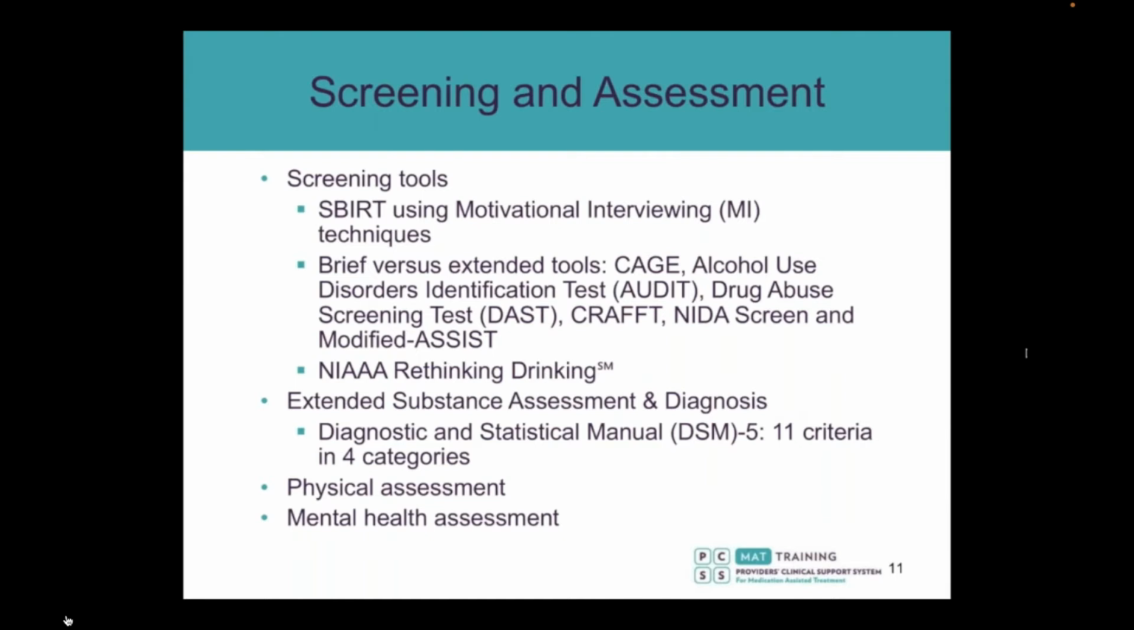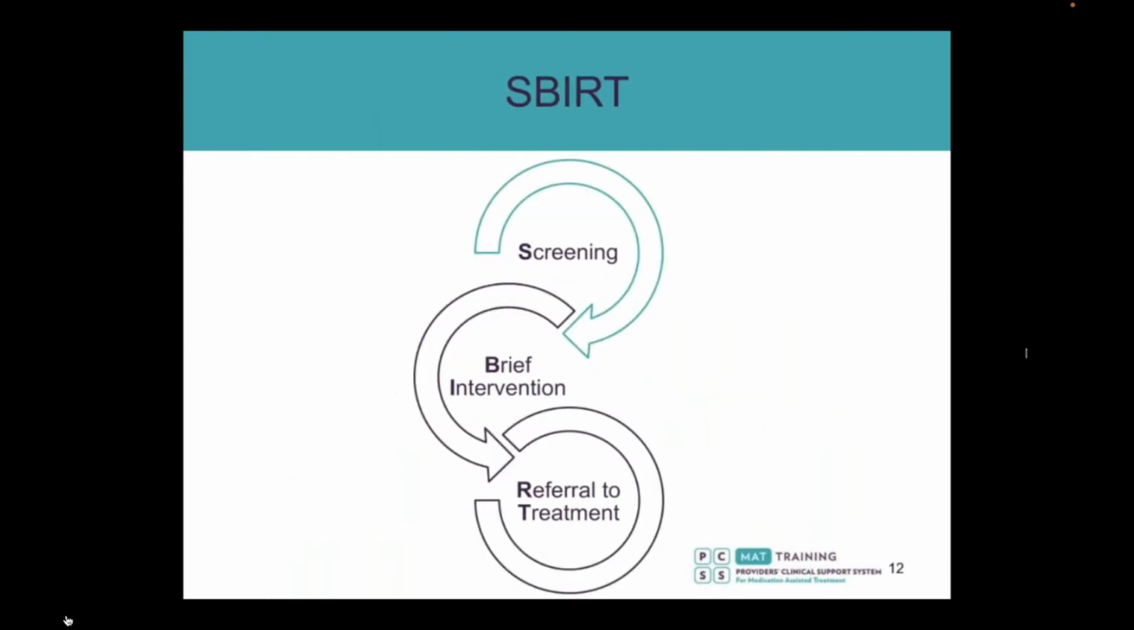Then we'll talk about some extended substance abuse assessment questions and diagnosis, including DSM-5 criteria, and then additional physical and mental health assessment questions. So the first part of it, again, is focused on screening.